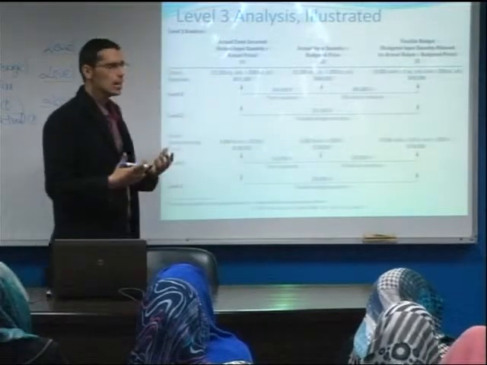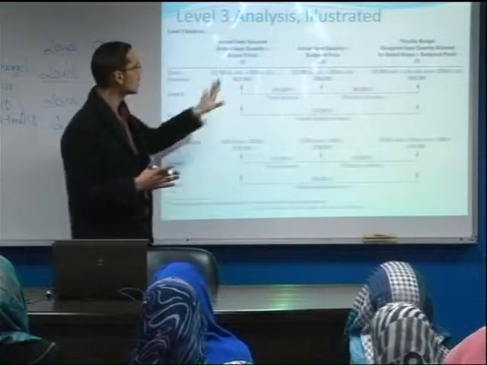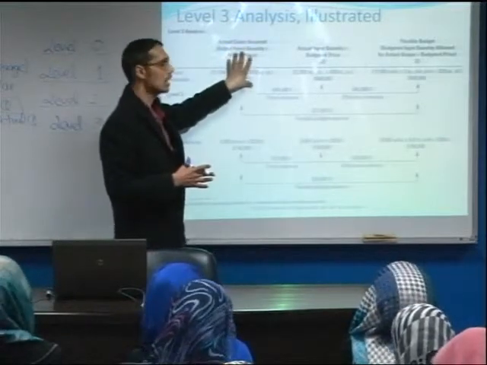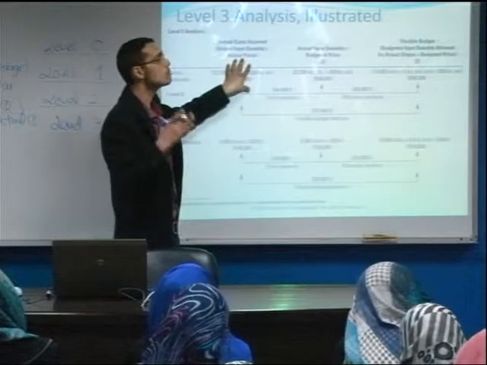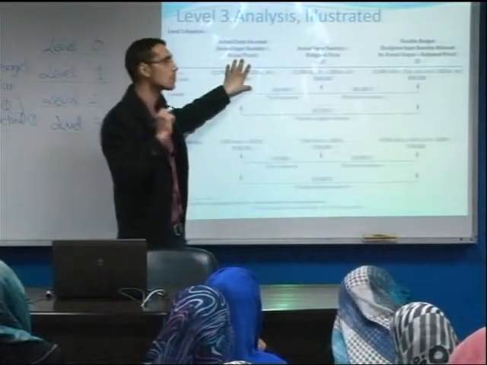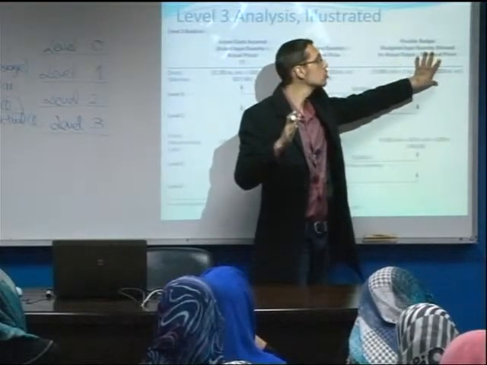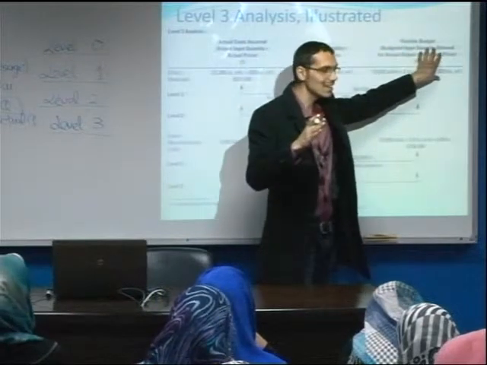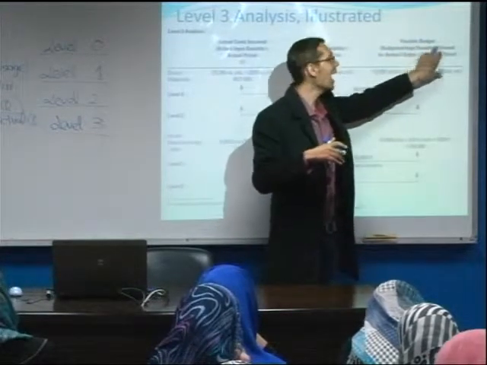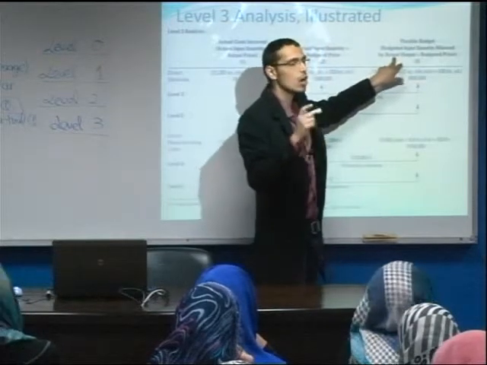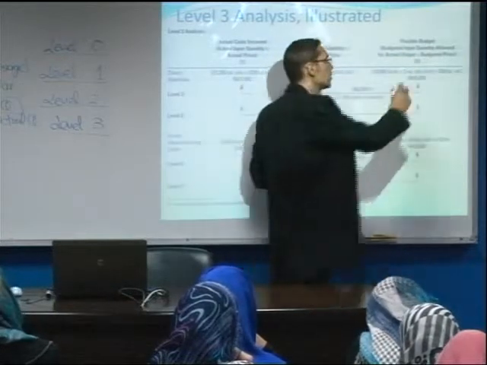Therefore, in order to present level 3 analysis, we need to have 3 columns. The first column is the actual costs incurred, which is the actual input quantity multiplied by the actual price. The third column would be for the flexible budget. The flexible budget is according to what? It is according to the budgeted input quantity allowed for the actual output. What do you mean by this? Budgeted input quantity allowed for actual output. That means we are going to calculate the budgeted quantity for the 10,000 units actual output level.